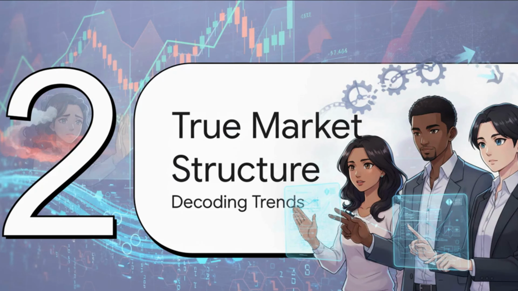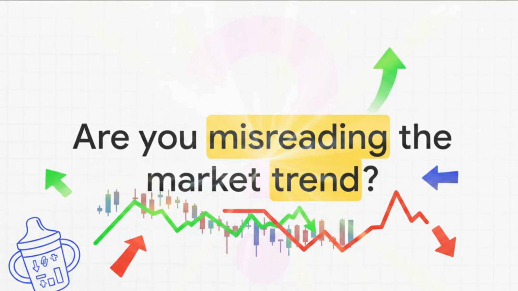Moving right along to Section 2, decoding true market structure. Let's talk about identifying actual trends without letting emotion take the wheel. So let me ask you a serious question. Are you misreading the market trend? Most retail traders are taught early on that an uptrend is simply higher highs and higher lows. Easy enough, right? But what actually happens when a chart suddenly drops and breaks a recent low?